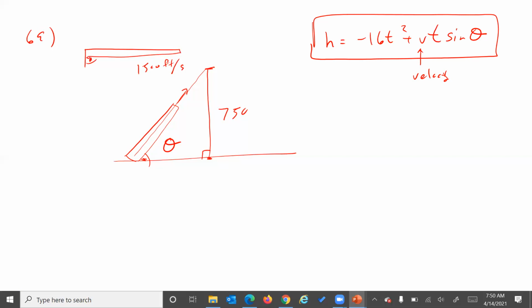So let's put stuff in here. So find the angle of elevation. So we need to find this guy. That's the one that we don't know, but I know 750 is here. Negative 16 takes 2 seconds to get there. Initial velocity was 1,500 feet per second. 2 seconds, and then we have ourselves sine theta, and we actually got to get to sine theta.